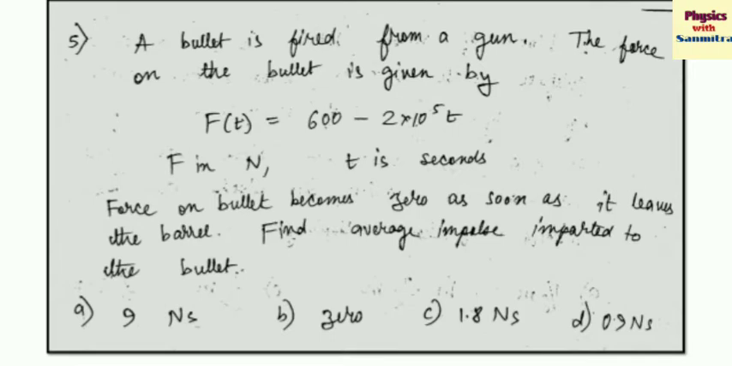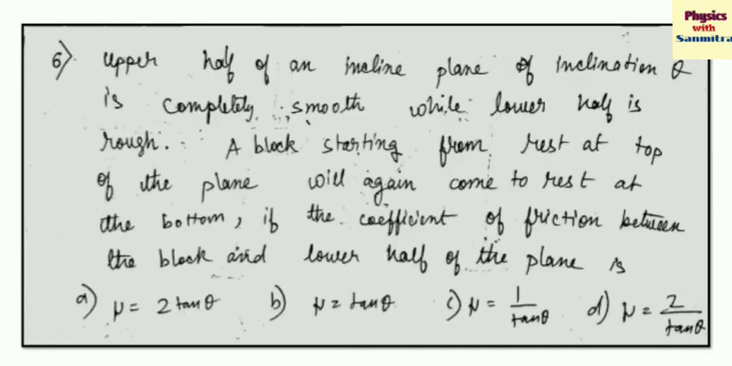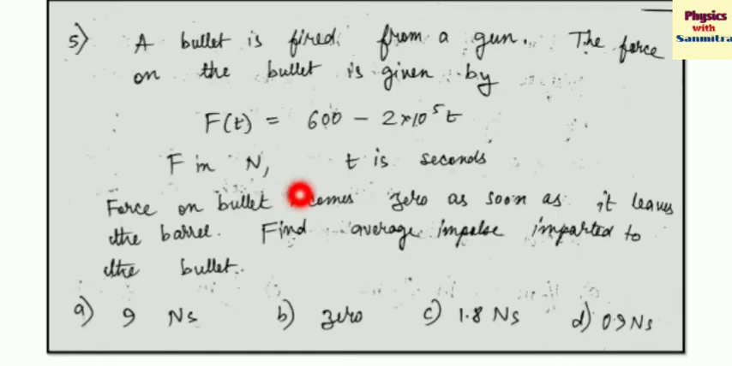A bullet is fired from a gun. The force on the bullet is given by F(t) = 600 minus 2 into 10 to the power 5 t, where F is in Newton and t is in seconds. Now, the force on the bullet becomes 0 as soon as it leaves the barrel. Find the average impulse imparted to the bullet.